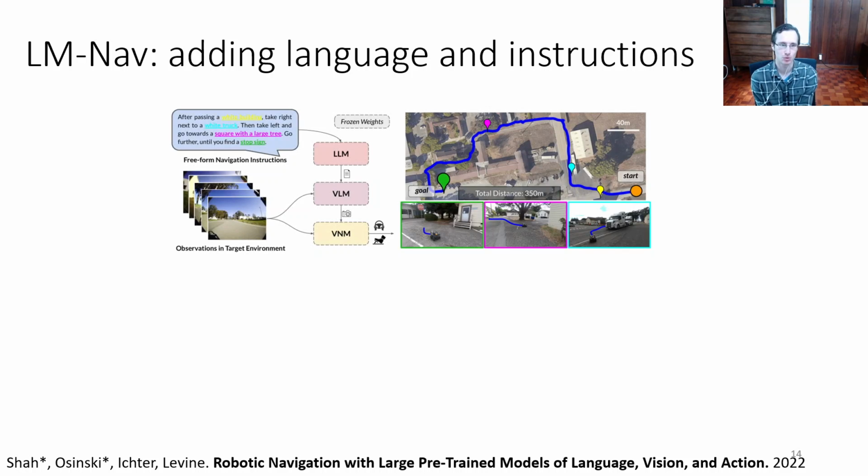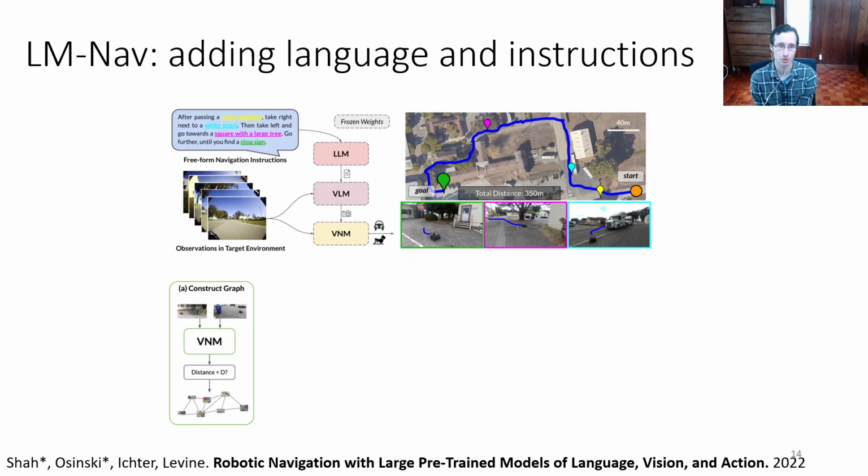So in this case, we're going to take an instruction like after passing a white building, take a right at the white truck. We're going to pass that instruction through a large language model to pull out the individual landmarks that the user would like you to visit, like the white building and the white truck. Then we'll match up those landmarks to images that we've seen in the environment, to nodes in our graph essentially, and that'll be done using a vision language model like CLIP. This will give us a score for visiting certain nodes in the graph, and then when we plan, we'll modify our planner so that we maximize the probability of visiting all of those nodes, which in turn will maximize the probability that we actually follow the instruction successfully. We call this LM-Nav, navigation with language models.